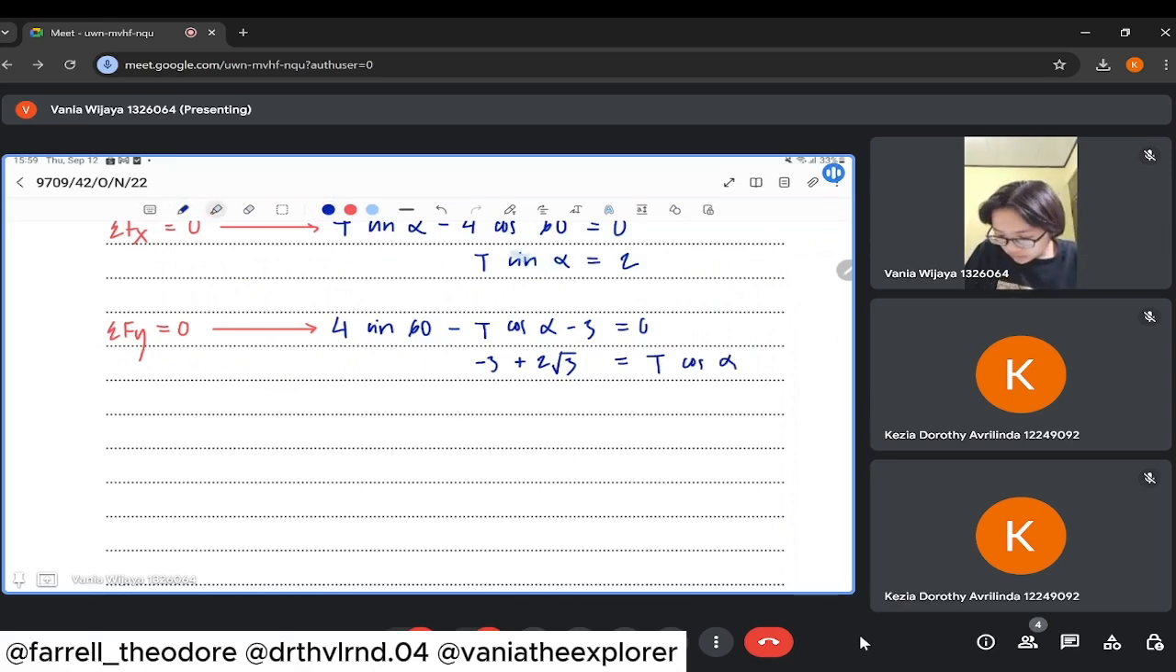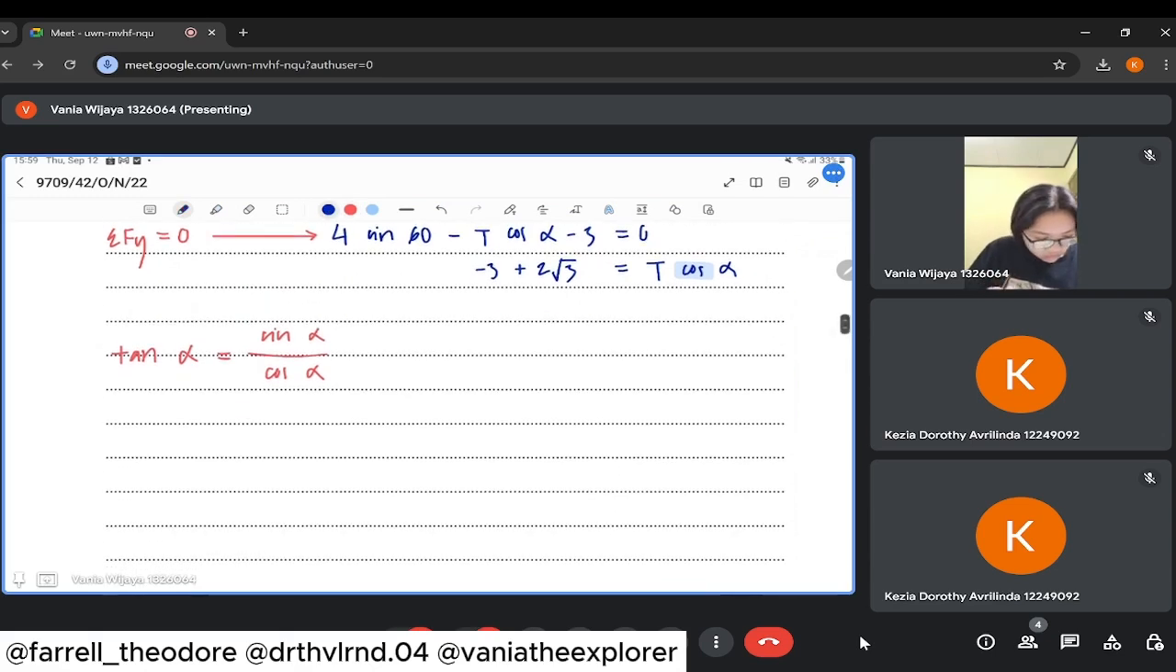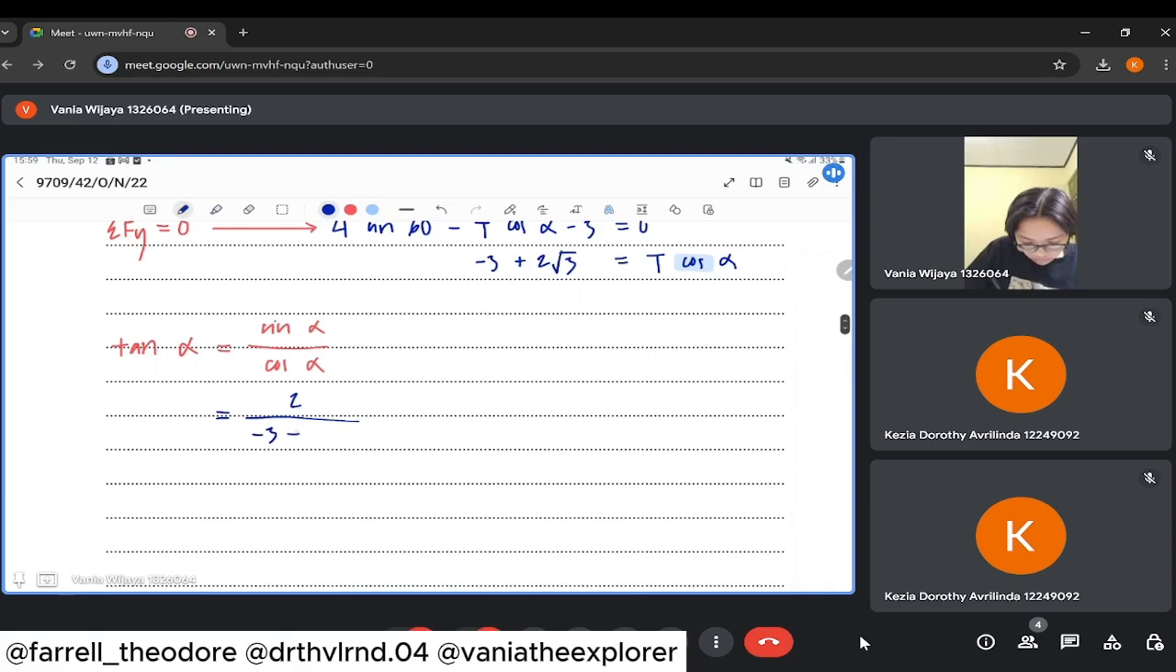Since there's a sine and cos, we can use tan alpha equals sine alpha divided by cos alpha. And then we can input directly 2 over negative 3 plus 2 square root of 3, which is equal to 76.9 degrees.